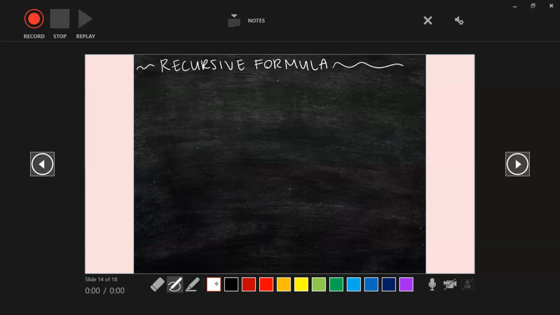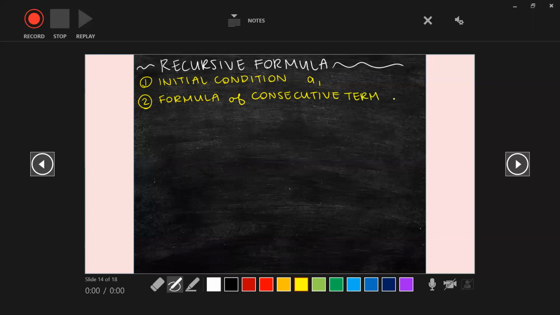A recursive formula has two different parts. So first, it has an initial condition. And what was that? Yeah, A sub 1. And then second, it has a formula of consecutive terms. What was a consecutive term? A sub n. Very good.